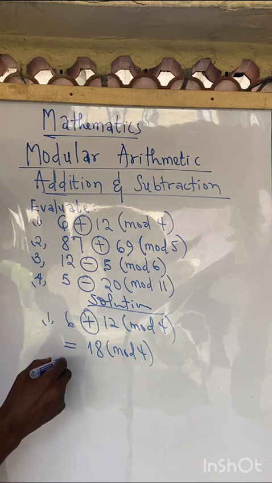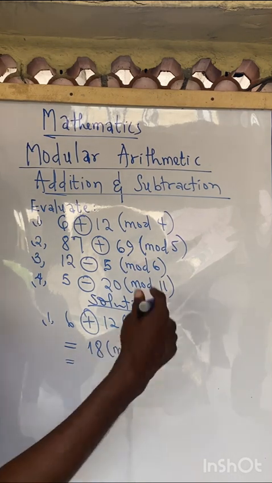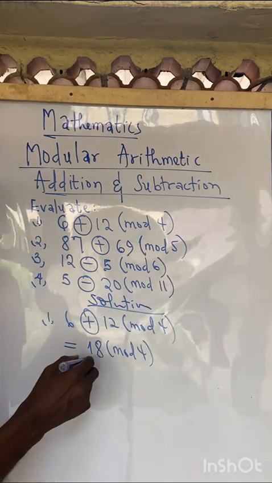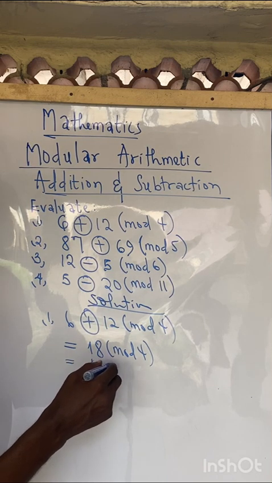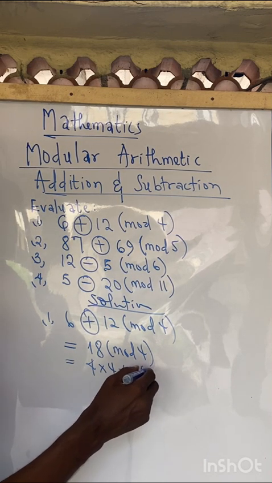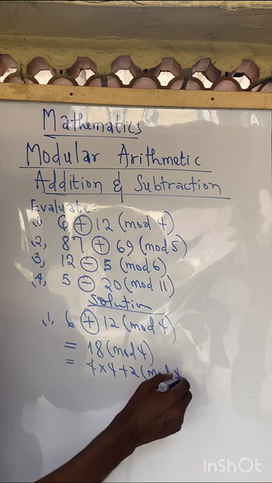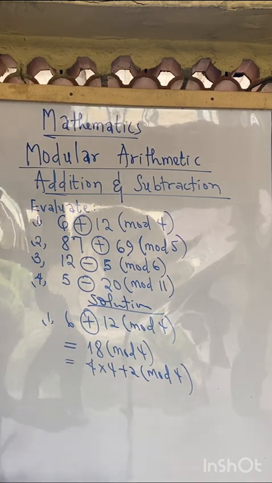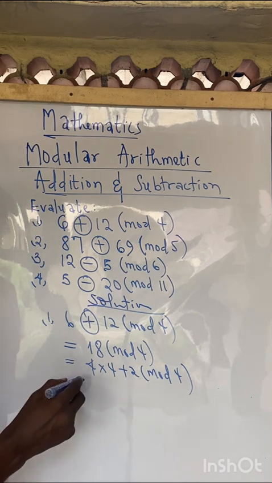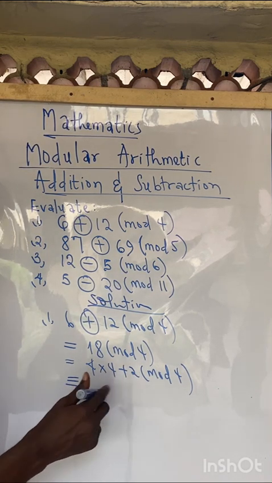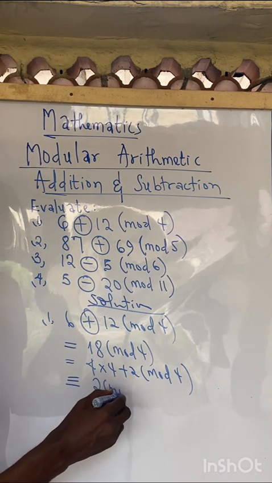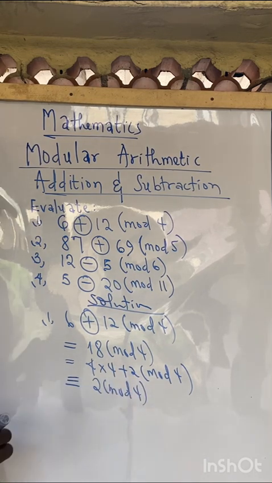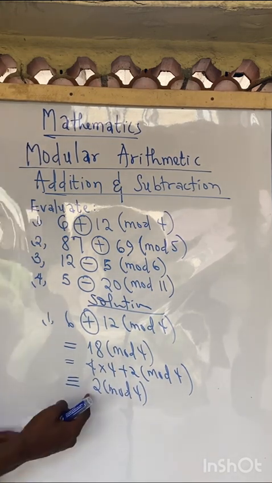How do we do that? We have to divide 18 by 4, just like I used to explain. That's 4 times 4 plus 2 mod 4. That's 4 times 4, 16, plus 2, 18. Now, we don't need this multiplication part. We only need the addition part. So the result is 2 mod 4. Now, check this out. The answer is 2.